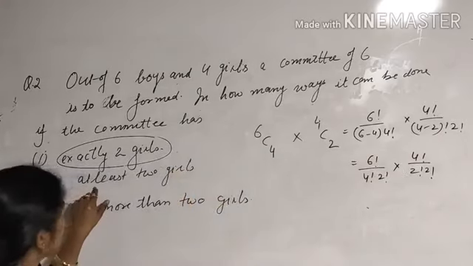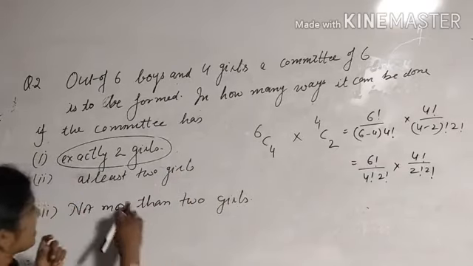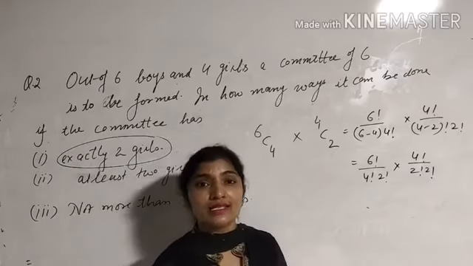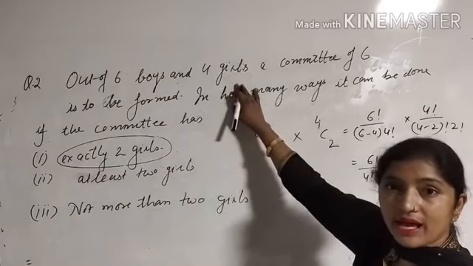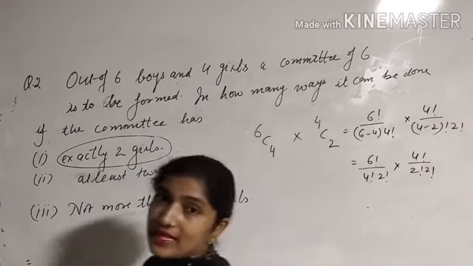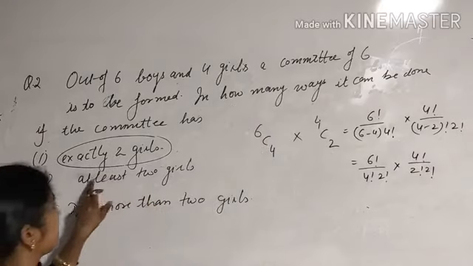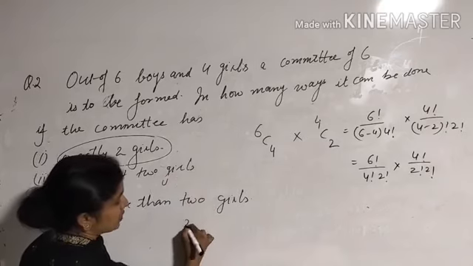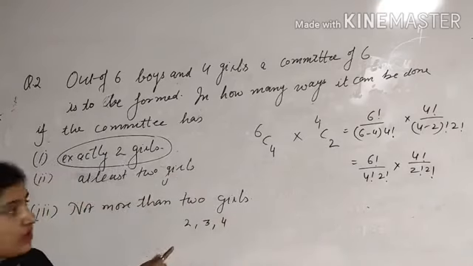Next, for the second case, at least 2 girls. At least 2 girls means you can have 2 girls, you can have 3 girls, 4 girls, maximum 4 girls you have. That means the committee must have at least 2 boys. See, if I have at least 2 girls, it means girls may be 2, 3 or 4. At least 2 girls. Okay.